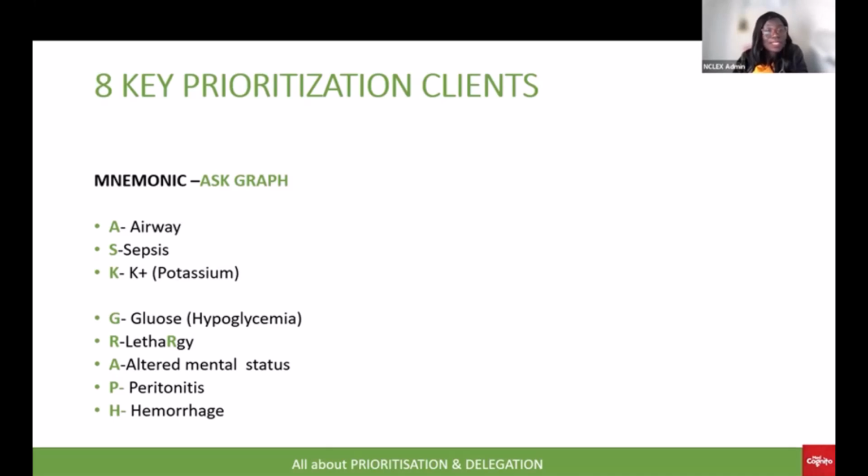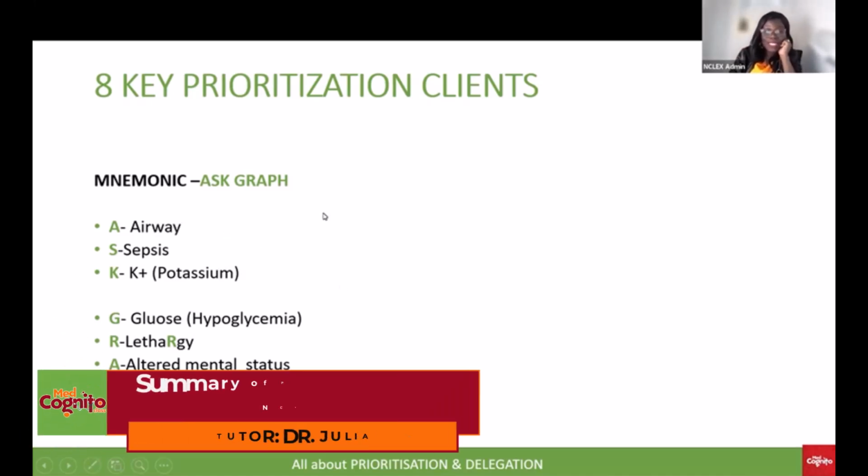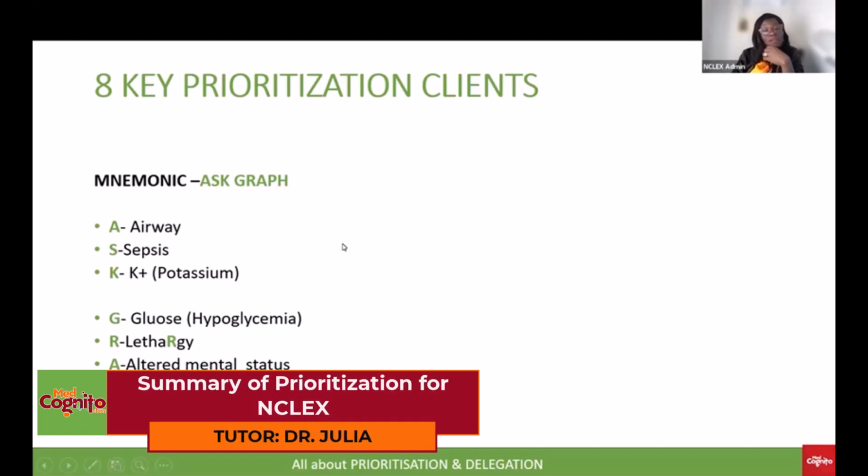Acute peritonitis has to be prioritized. Peritonitis is dangerous. And then hemorrhage. Clients can bleed and then land in shock. So let this ASK GRAPH mnemonic serve as a guide. If you forget anything, I pray you remember this as well.